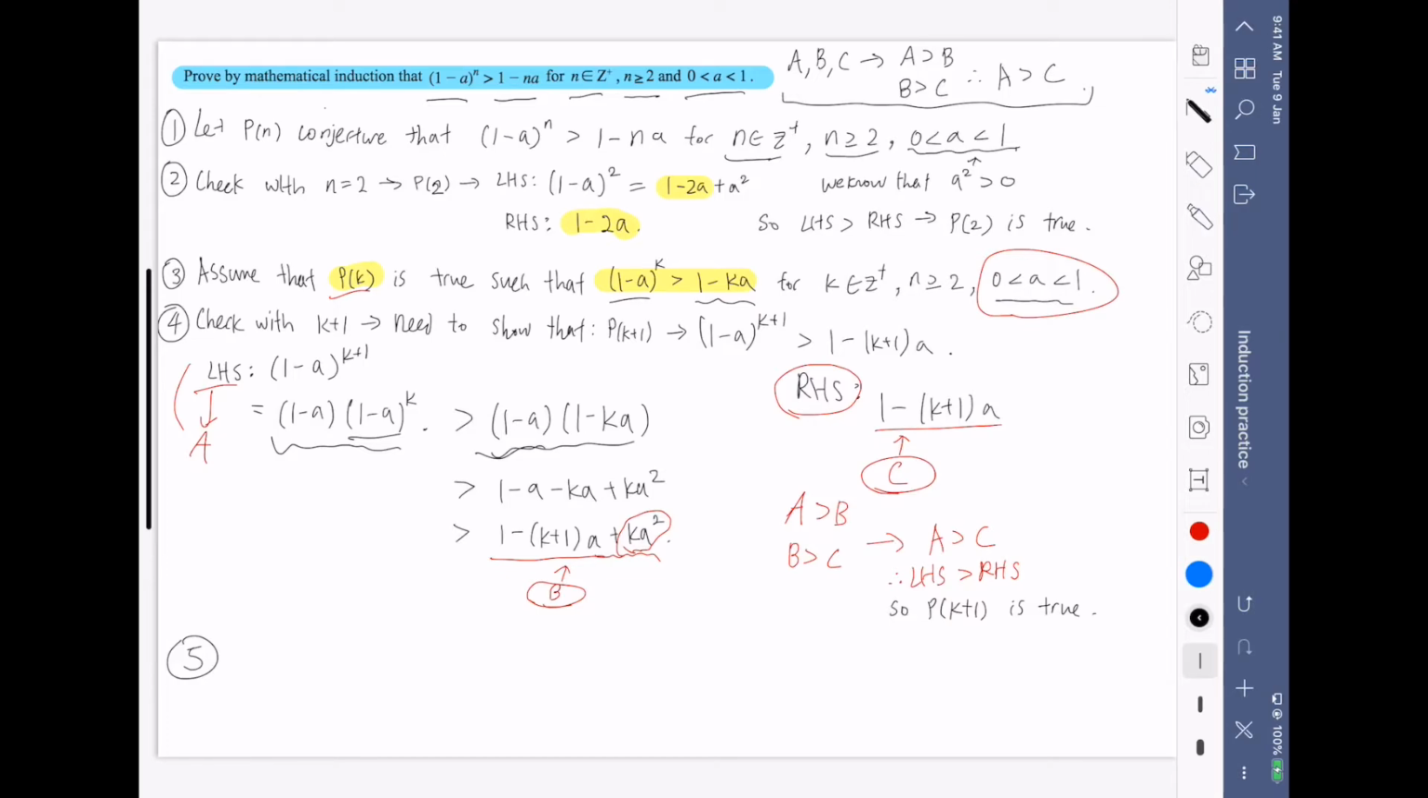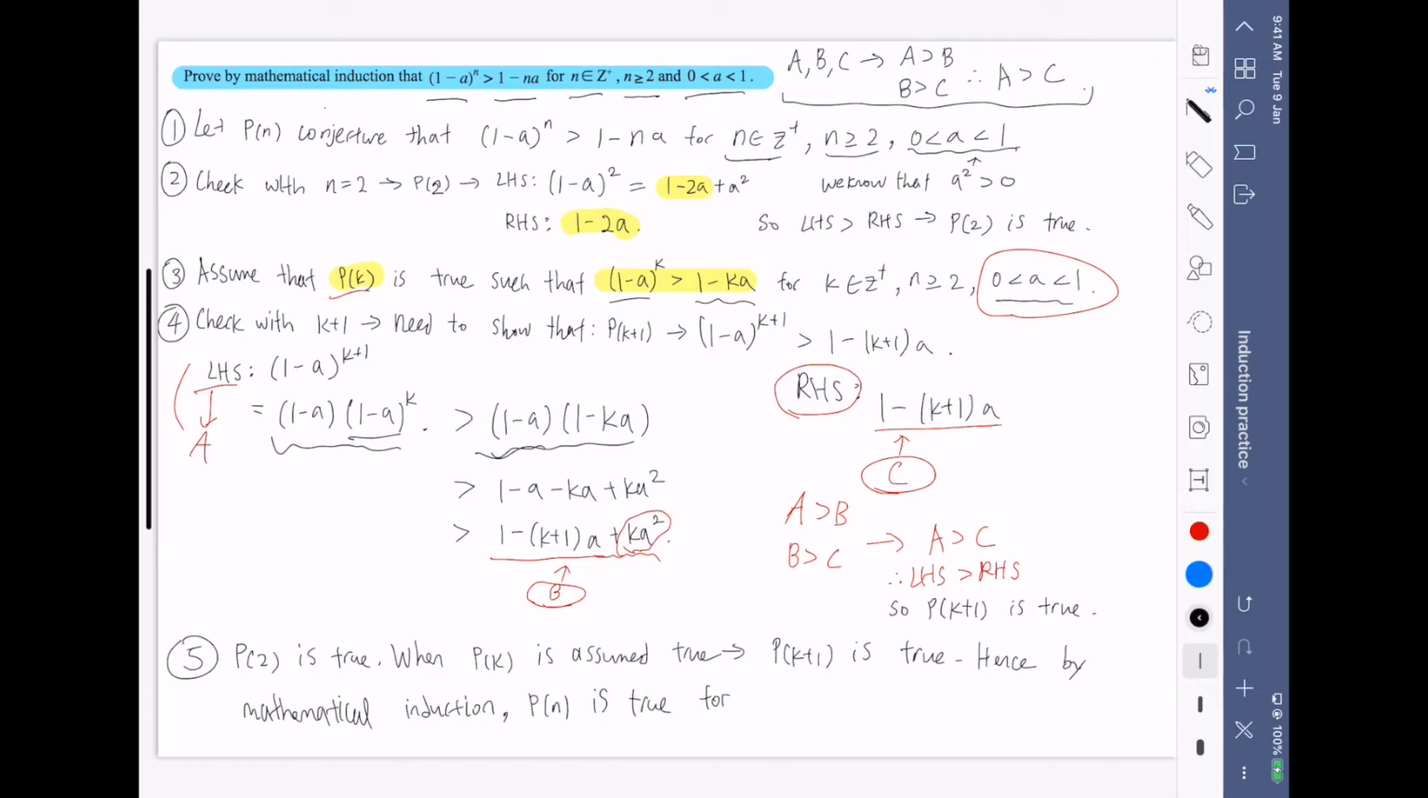So again, write your conclusion. P(2) is true, and when P(k) is assumed true, P(k + 1) is true. Hence, by mathematical induction, P(n) is true for n being a positive integer greater than or equal to 2, and a lies in between 0 and 1.